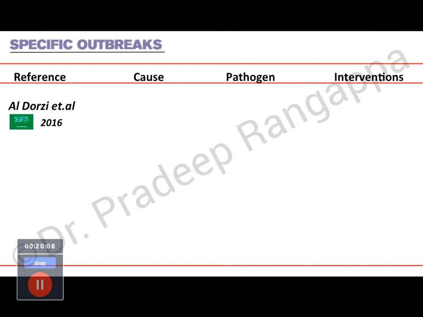So now we'll move to the specific outbreaks. I will talk about 8 specific outbreaks, the cause for the outbreak, the pathogen that was involved, and the intervention they put in place.